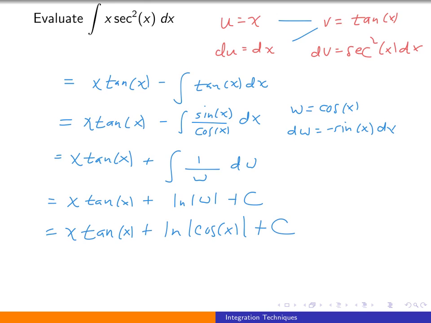So kind of a big picture overview here. If we have a function we would like to anti-differentiate, which is of the form x times a function, if that function is something that you can easily anti-differentiate to go from, say, dv to v, it makes a good candidate for integration by parts.